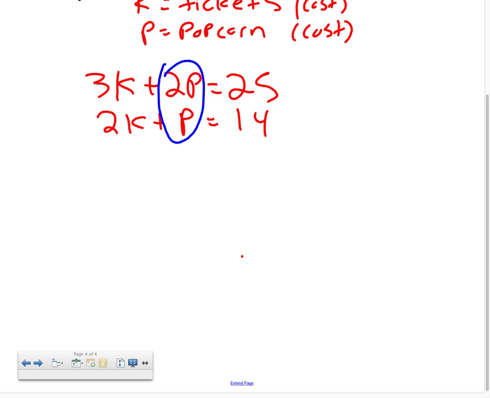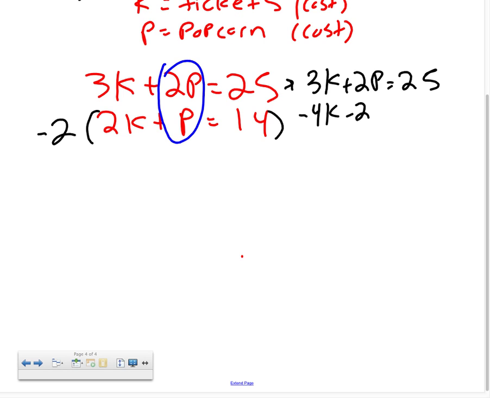How do I do that? Well, I'm going to multiply the entire bottom equation by a negative 2. Notice I'm doing negative 2, not positive 2, because I want to cancel with the positive 2. I can't cancel a positive 2 with another positive 2. I have to do the opposite. So my top equation is going to be the same. 3k plus 2p equals 25. Bottom equation would be negative 4k minus 2p equals negative 28. Again, just multiply the entire bottom equation by negative 2 to get that result.